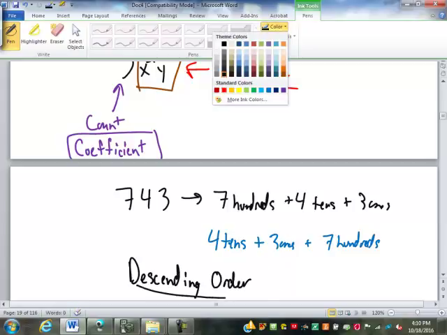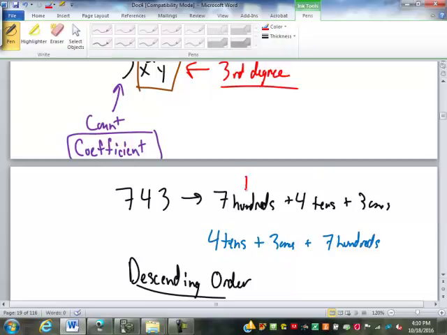We've talked a little bit about powers. Hundreds are 10 to the second, tens are 10 to the 1, and ones are 10 to the 0. So when we say descending order, we're talking about the largest place value down to the smallest place value. In a decimal system, or base 10 system, those place values are powers of 10, going from the highest power of 10 to the lowest power of 10.